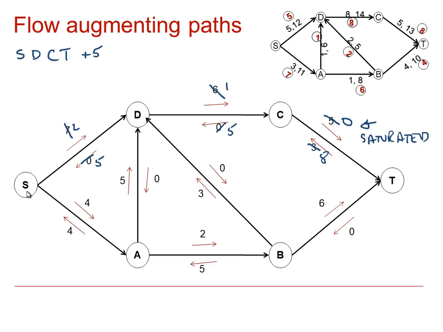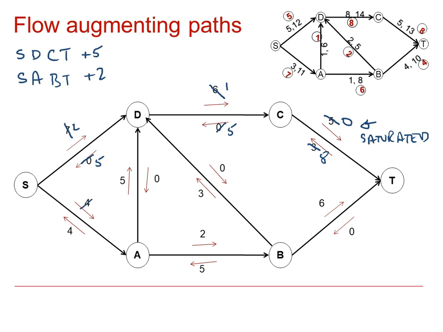So our only option now is to come from S. We could go from S to A, could go to D, C, but that's not going to be any good. So our only real option is to come S, A, B and T. And you can see we can increase by a maximum of 2. So our next flow augmenting path is S, A, B, T and adding 2.